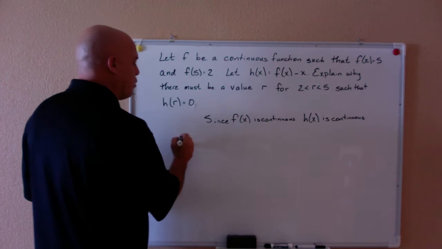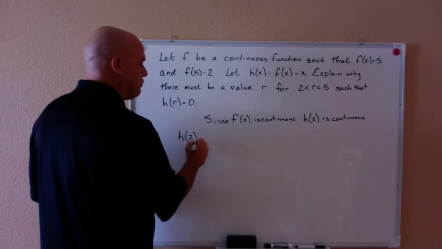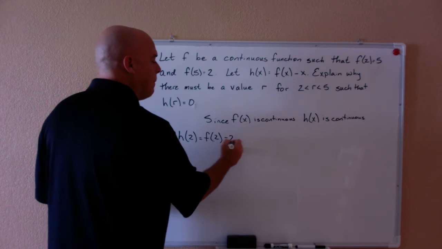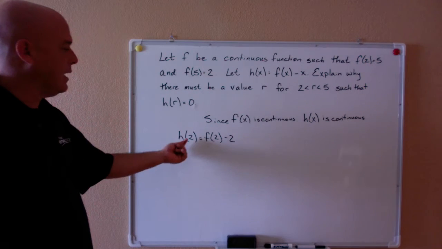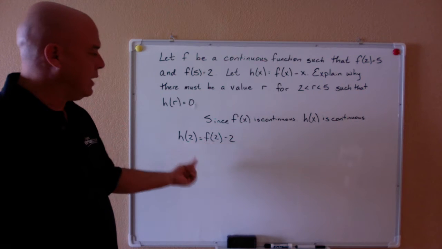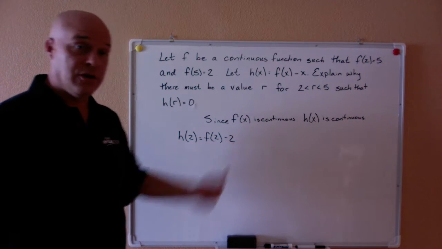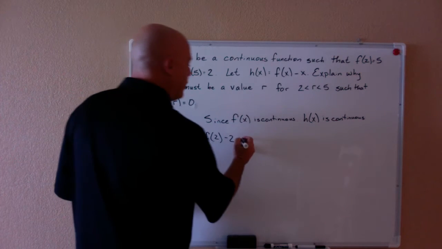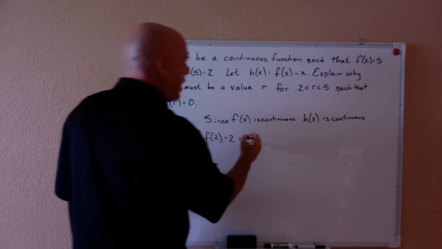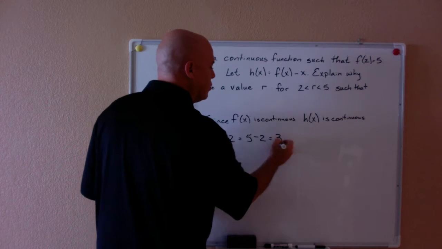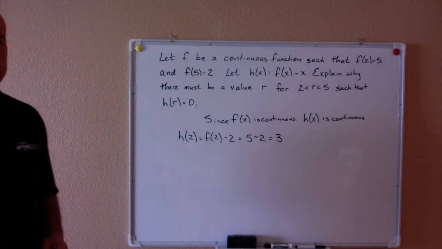So the first thing that I'm going to do is evaluate h of 2. h of 2 is going to be equal to f of 2 minus 2, plugging in 2 for x here, here, and here. We're told that f of 2 was equal to 5, minus 2. So that means that h of 2 must be equal to 3.